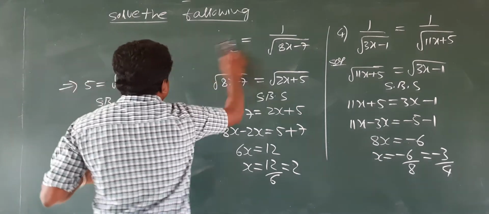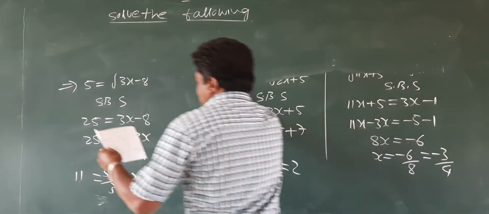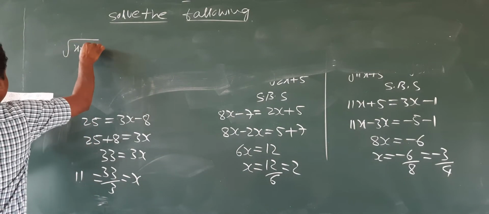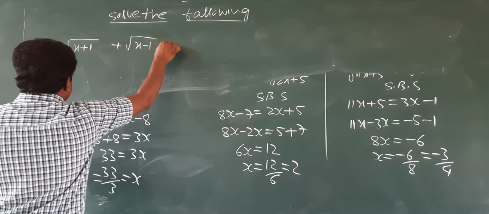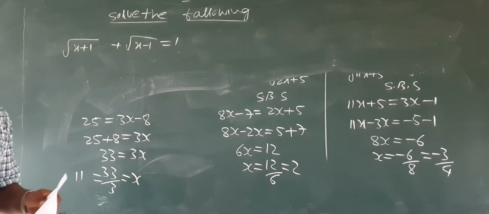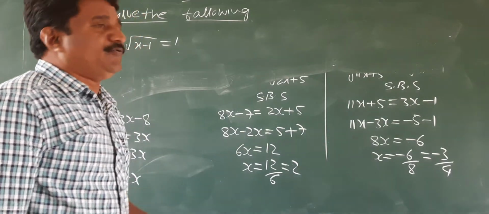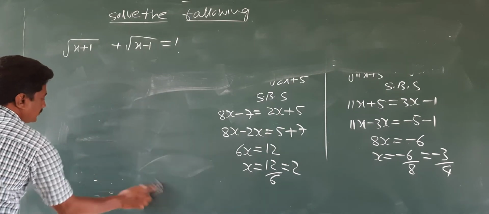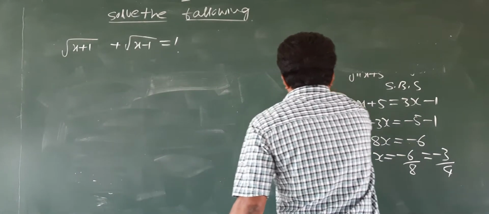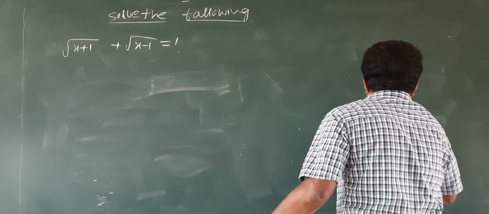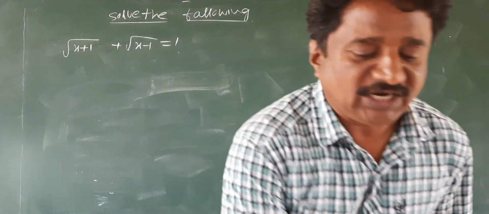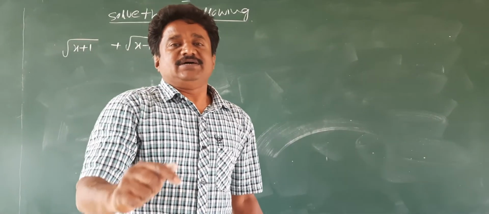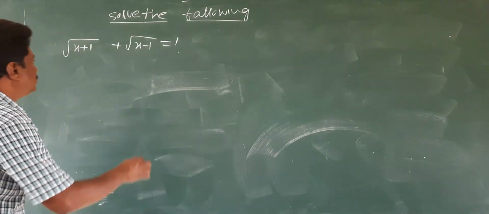So one more question is, root of x plus 1 plus root of x minus 1 is equal to 1. So let us think of how to find x. Squaring both sides directly may be quite difficult. So otherwise you follow this technique, you follow this method.